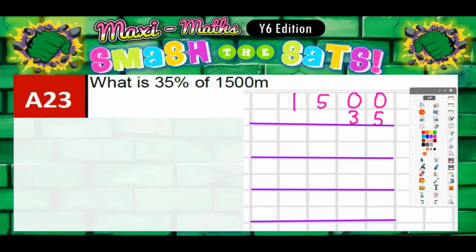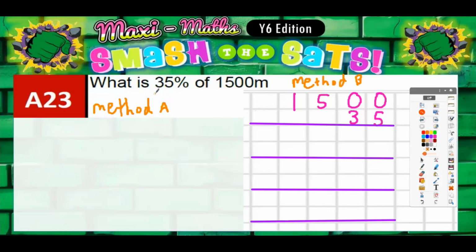Okay, question 23. What's 35% of 1,500? Now, we're going to discuss two different methods for this. So we'll call this one method B, and we're going to have method A over here. Now, it's a good idea to know which method to use in which case.